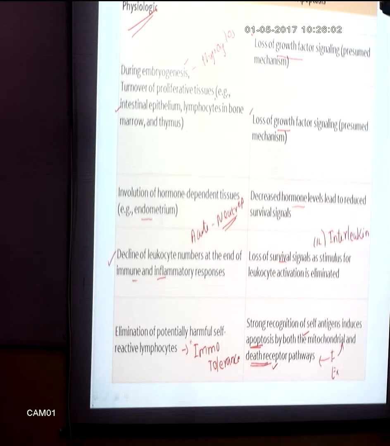So again I am repeating, the mechanism of apoptosis in physiological conditions: embryogenesis and turnover of proliferative tissue is because of loss of growth factor signaling. Hormone dependent endometrial menstrual cycle is because of decrease in hormonal levels. Then after inflammation, the leukocyte number decreases because of loss of the survival signals, that's nothing but the interleukins. And immunological tolerance is now by both death receptor as well as mitochondrial pathway.